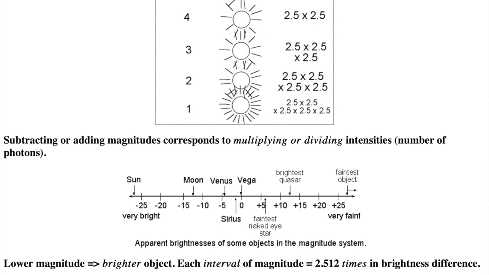One magnitude interval corresponds to a ratio of 2.512 in actual brightness. For every one magnitude you subtract, the brightness ratio increases by about 2.5 times. For example, a 5th magnitude star is 2.512 times brighter than a 6th magnitude star. A 2nd magnitude star is 2.512 times brighter than a 3rd magnitude star. A 1st magnitude star is 2.5 times 2.5 equals 6.25 times brighter than the 3rd magnitude star, etc.